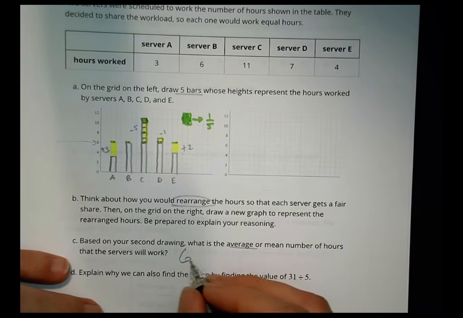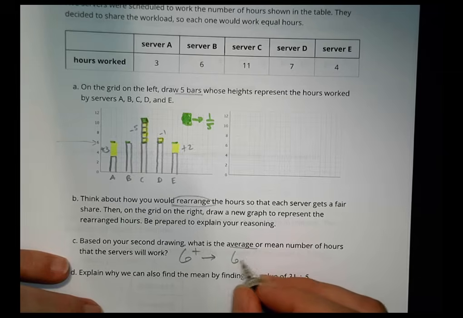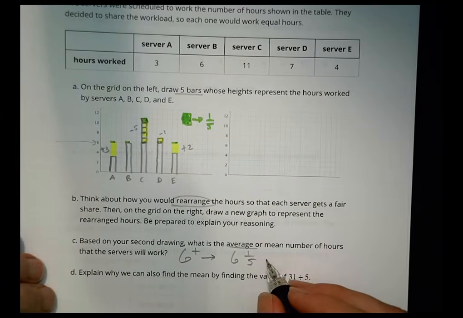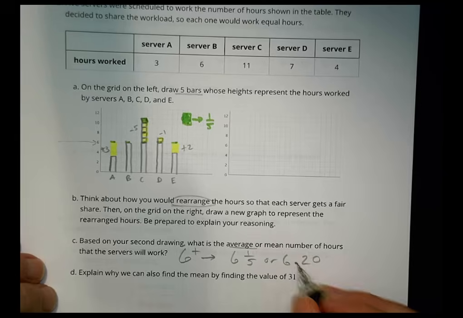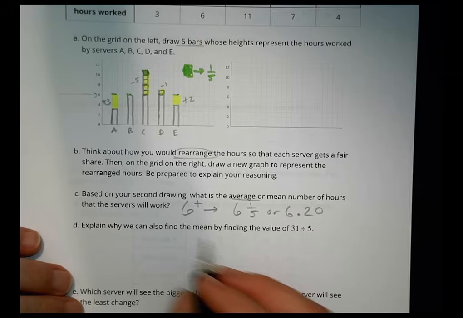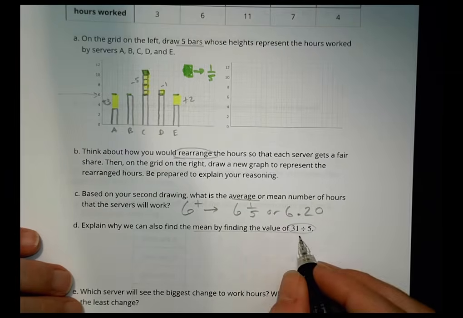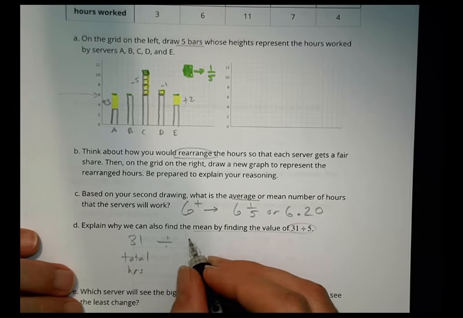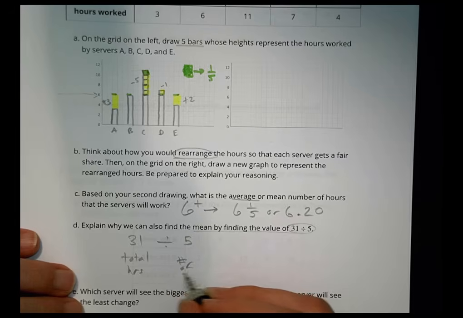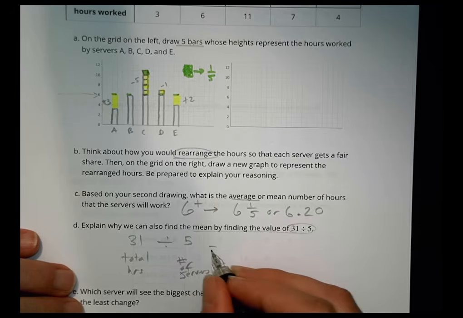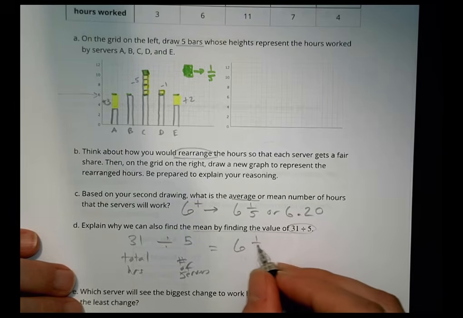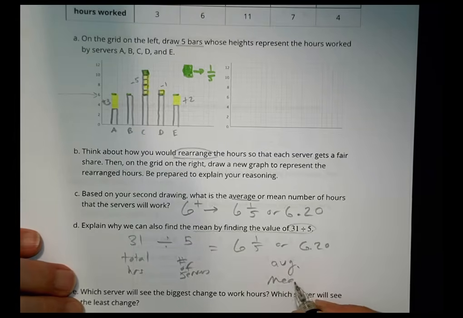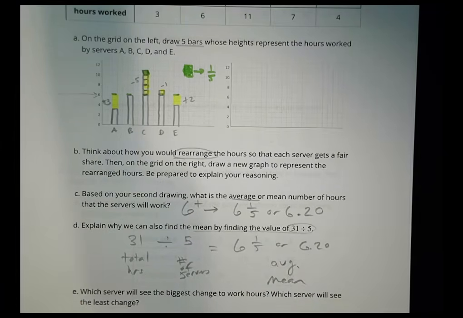hours? So it's a little bit more than 6, and what we did is we did about 6 and 1/5 because we took a block and we broke it up into 5 different pieces. Or you could say it's 6.20 if you wanted to make that as a decimal. So how can we also find the mean by doing this? Well, this number 31 is the total number of hours worked by the people divided by 5, the number of servers, and that gives us our average 6 1/5 or 6.20, and that's the average time or the mean time that everyone worked if they're going to share the time equally.